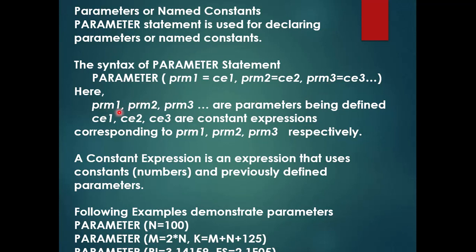Likewise, prm1, prm2, prm3 are the parameters, and c1, c2, c3 are the constant expressions. Just like this example: parameter in brackets n equals 100, m equals 2 times n, and another equals m plus n plus 125. It can either be character. This is to be defined like this.